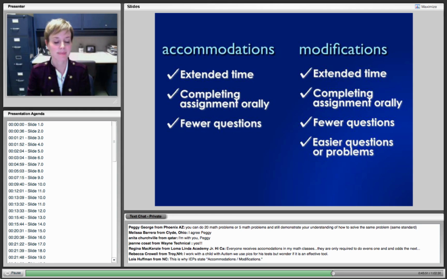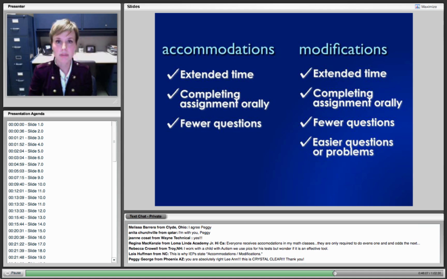Make sense? All right, so extended time can be a modification if what we're measuring is rate or speed. We do this sometimes. We do this in the area of fluency, both reading fluency and math fluency. We do make those changes. Thanks, Peggy. I'm glad. And so we do care about reading fluency. Physical education teachers measure rate or speed. We used to have to measure typing speed. We don't really have to do that anymore. But there are times where we care about rate or speed.